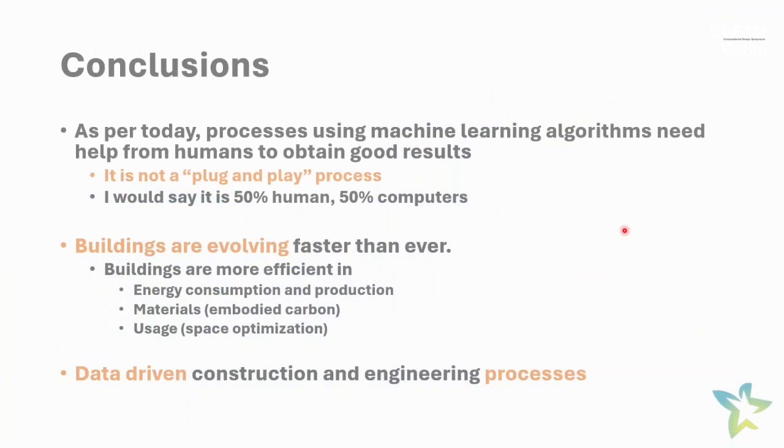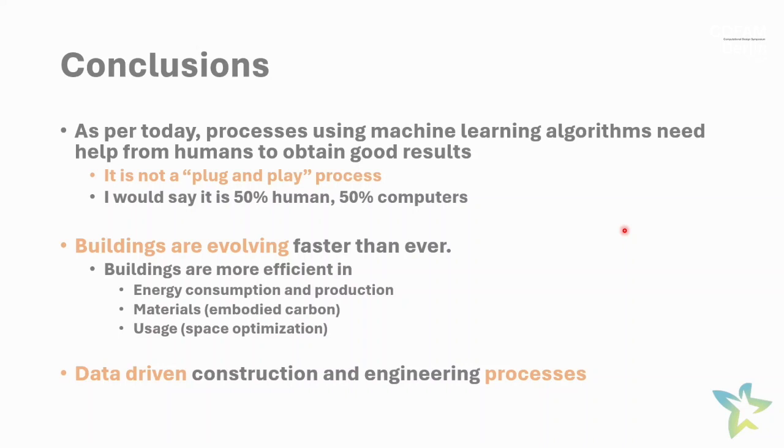My conclusions. As per today, processes using machine learning algorithms need help from humans. It is not a plug-and-play process. So you can download Possum, and it works like Galapagos. Just plug in. It's a multi-objective optimization tool. Very nice. But if you don't have a very good process behind it, it's not going to work.